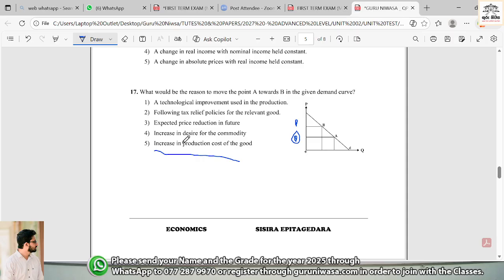Sanuli, are you okay? Yes, sir. Okay. The first one won't be the answer. Why? Technical improvement means supply shifts to the right side. If the supply curve shifts to the right side, this equilibrium point won't move to point B. Never. Second one, tax relief. Tax relief means the supply curve shifts to the right side again. Expected price reduction in future.